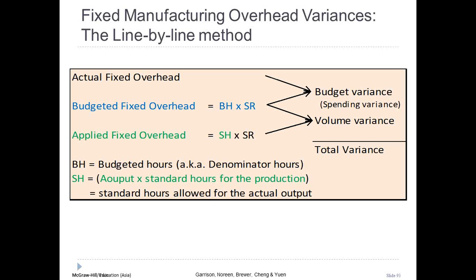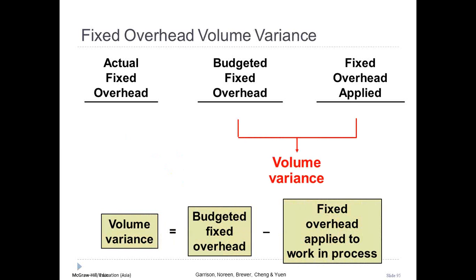Here we see the general model for computing fixed overhead variances. The budget variance is the actual fixed manufacturing overhead cost minus the budgeted fixed manufacturing overhead. The volume variance is budgeted fixed overhead minus the fixed overhead applied to work in process.